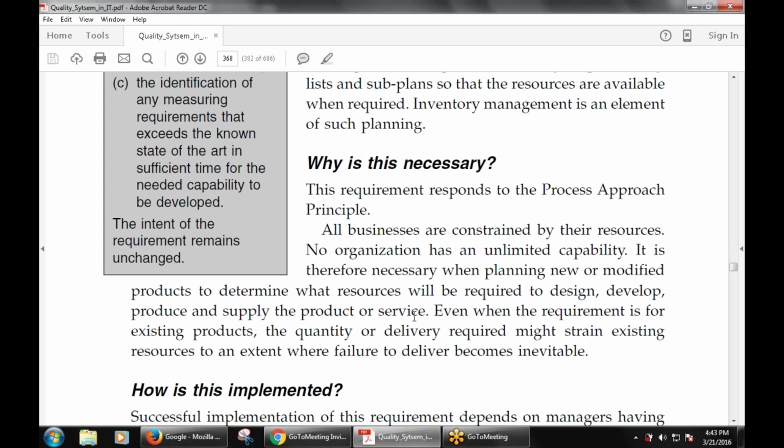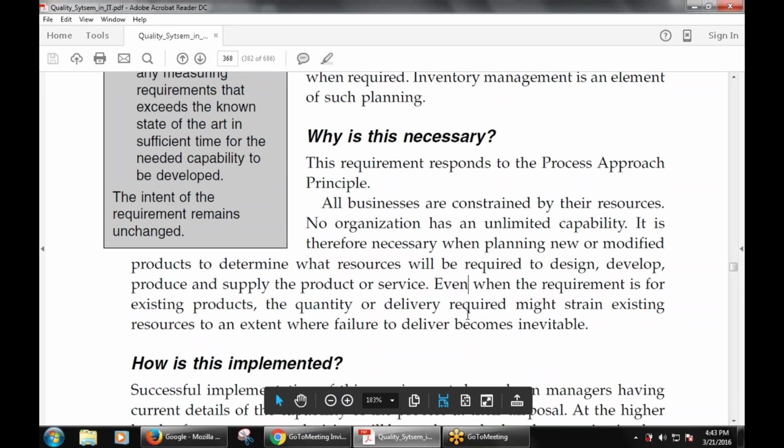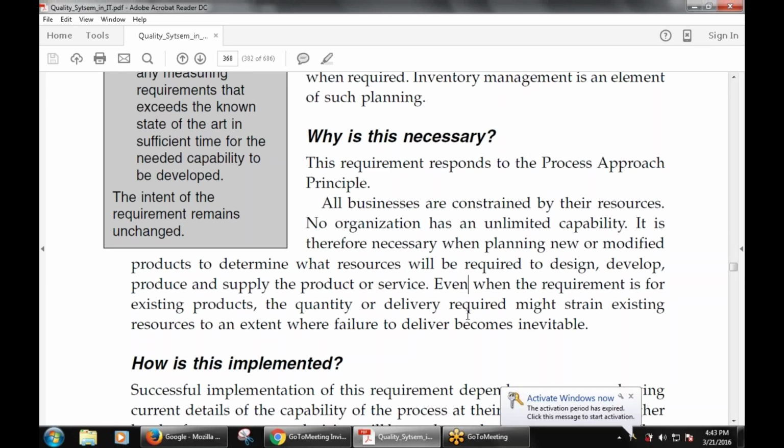So there are resources available for this. Even when the management is for an existing product, there are delivery resources and data resources used for making the quantity or the delivery required, which might constrain or strain existing resources. So whatever the existing resources, files, and data are required, they are used for acquiring the data for the existing product quantity or the delivery that is required.